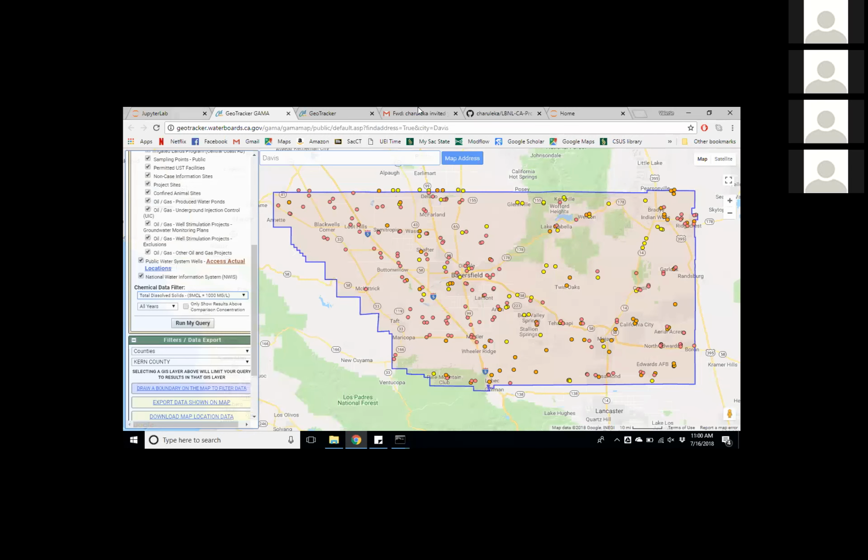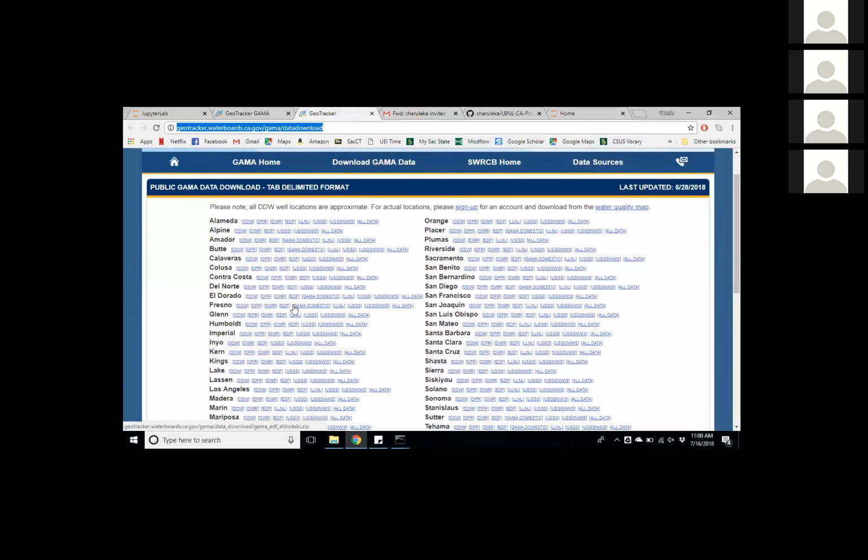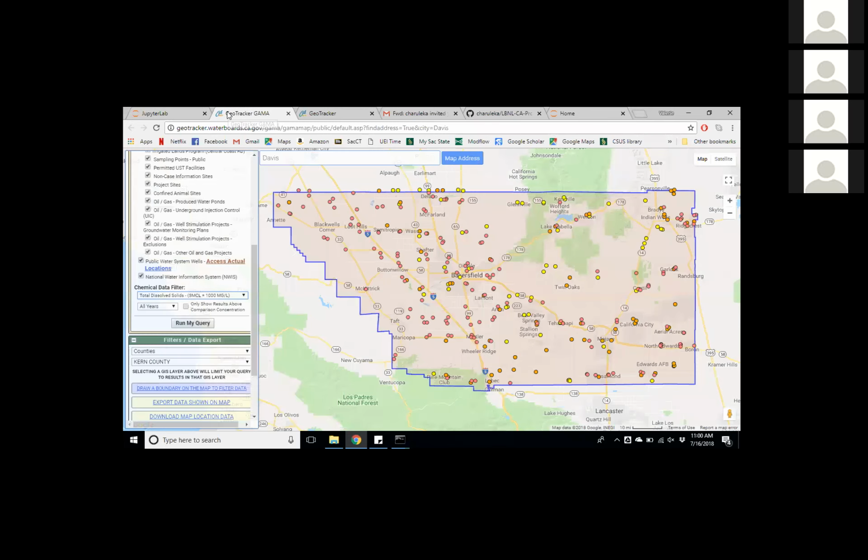The first link I used is provided by the State Water Resources Control Board. This is all of the data that's in the GAMA database. I downloaded the Kern County all data sets. You can see there are different sampling agencies that contribute to this, and that includes 245 chemicals, over 100 years of sampling, and thousands of wells. The second link that you see there is for this GeoTracker GAMA interactive map, where you're able to filter your data.